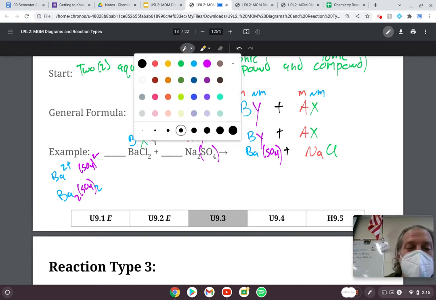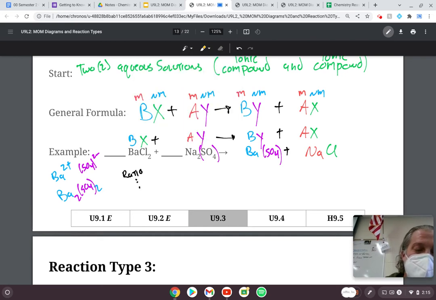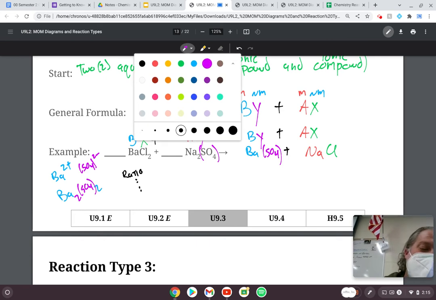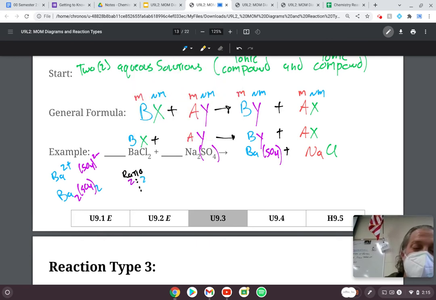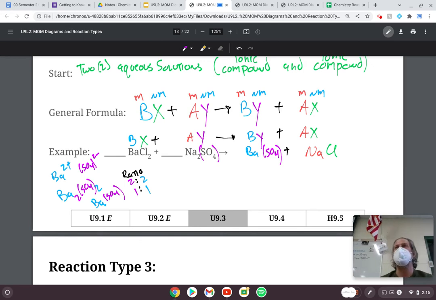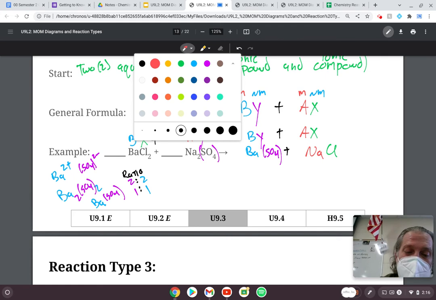And so then I'm going to check my ratio of cation to anion. And I'm going to see that I can take the 2 to 2 ratio and simplify it to 1 to 1. And because we don't write ones, this particular compound is going to end up being BaSO4. And that's what we already have written here. And I know that that looks like a lot of time wasted, but it's not, because they won't all be that simple.